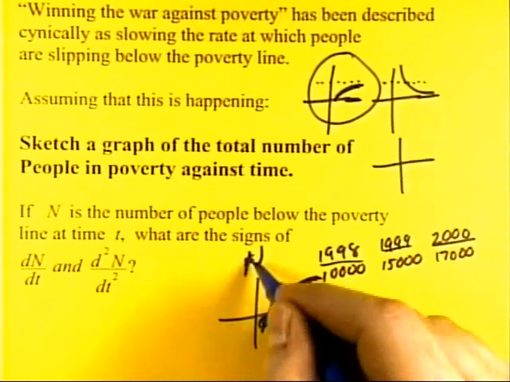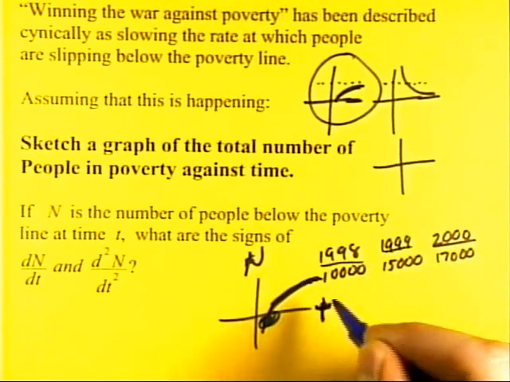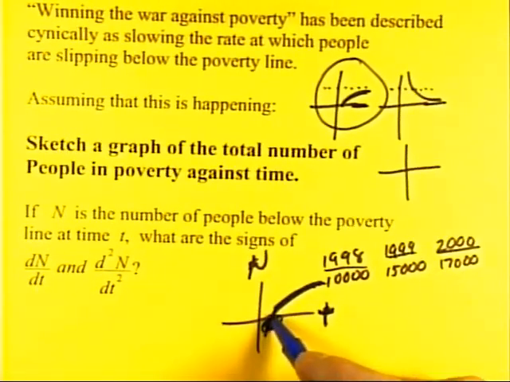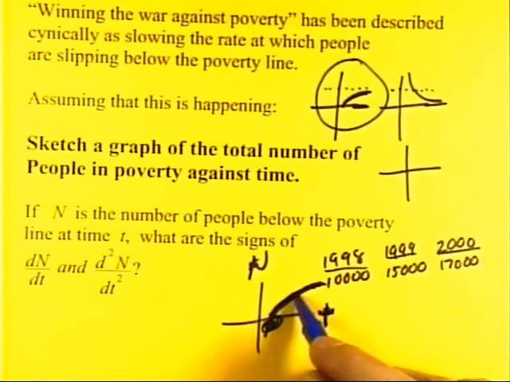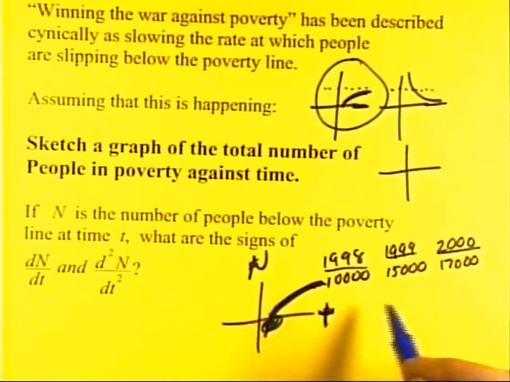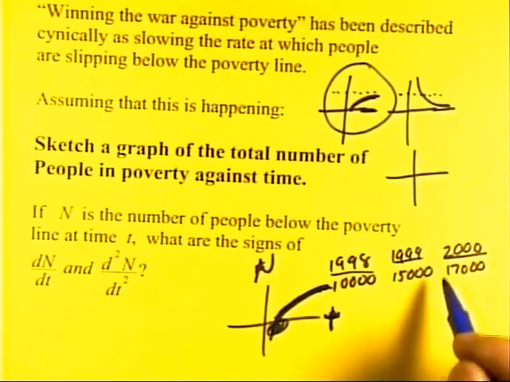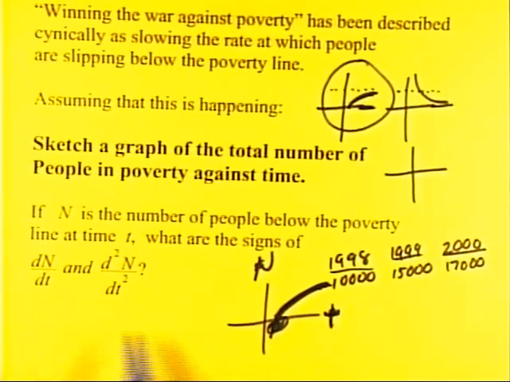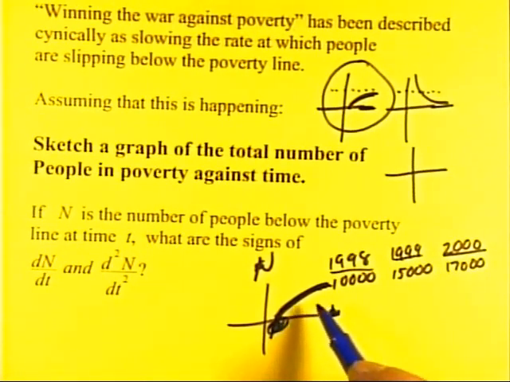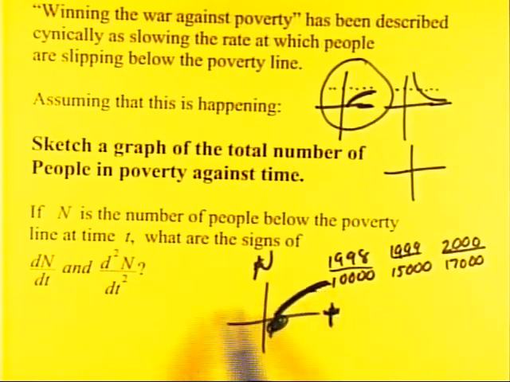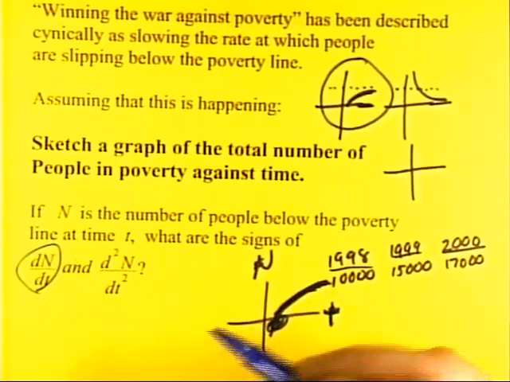What if n is the y-axis and t is the x-axis? If the graph does look like this, in other words, the number of people are increasing, but not increasing as much as they did. What do you think? What do you think, Nina? If this is the graph, what's the sign of dn/dt? Do you want to skip it?